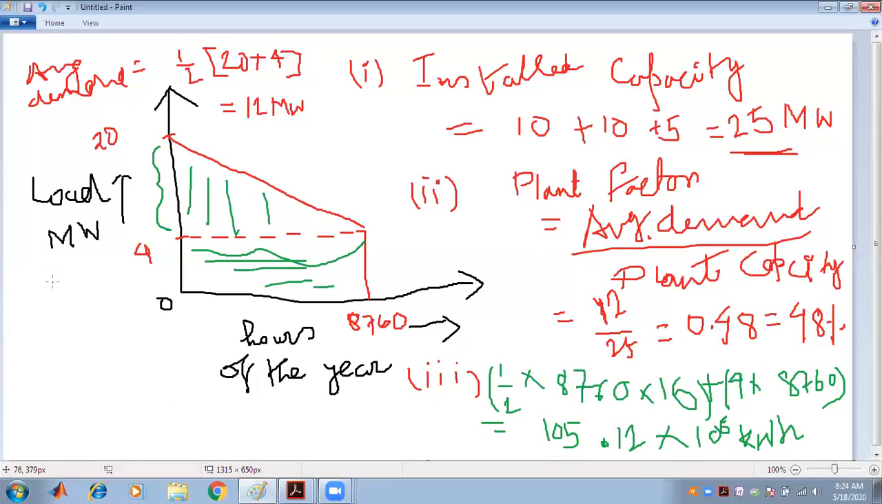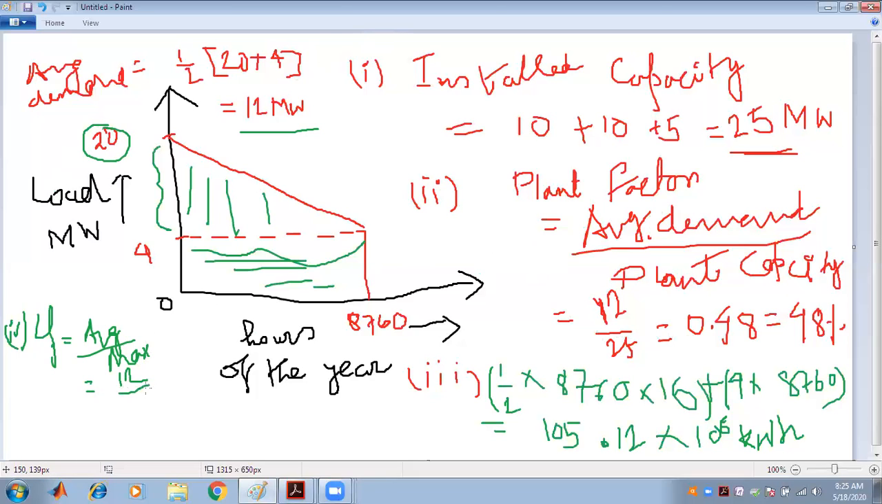Our fourth equation is the load factor. Load factor is known to us as average demand by maximum demand. So what is our average demand? We have found that average demand is 12. Maximum demand we have already found is 20 from that particular graph.